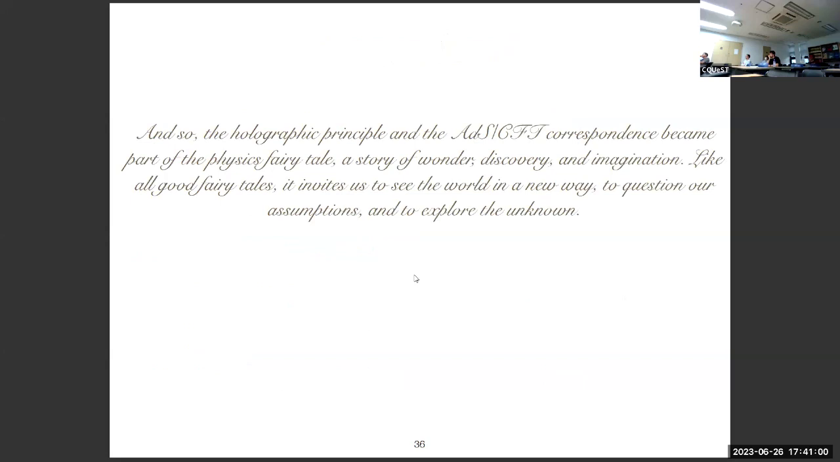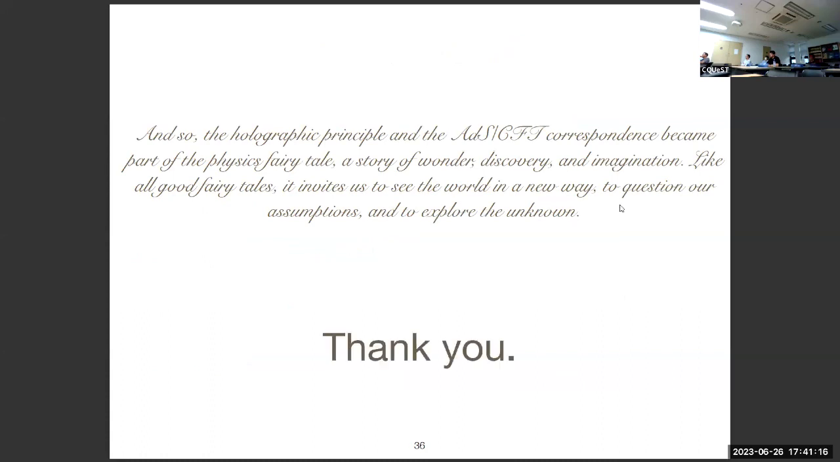Yeah, and so going back to our story of ADS-CP. The holographic principle and the ADS-CP correspondence became part of the physics fairy tale, a story of wonder, discovery, and imagination. Like all good fairy tales, it invites us to see the world in a new way, question our assumptions, and explore the unknown. Thank you.